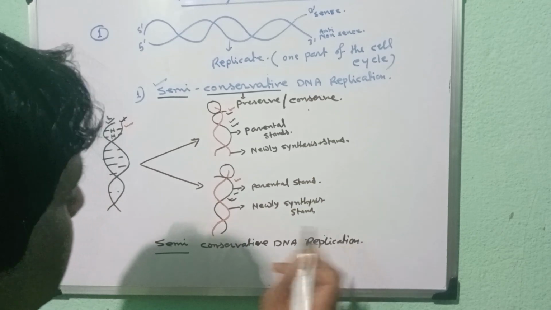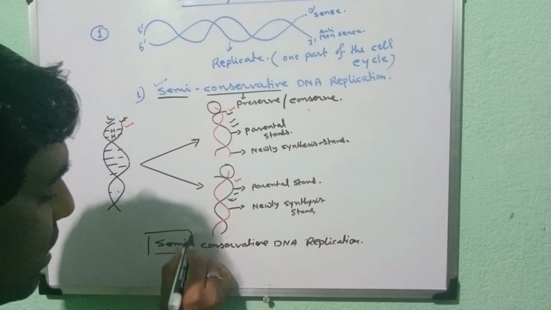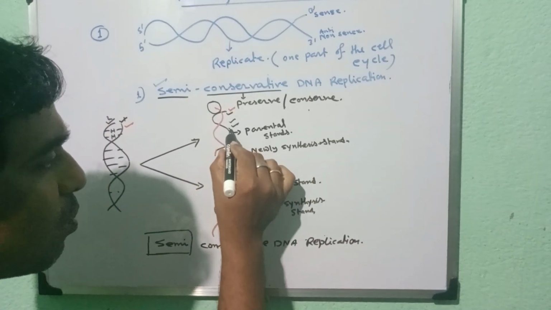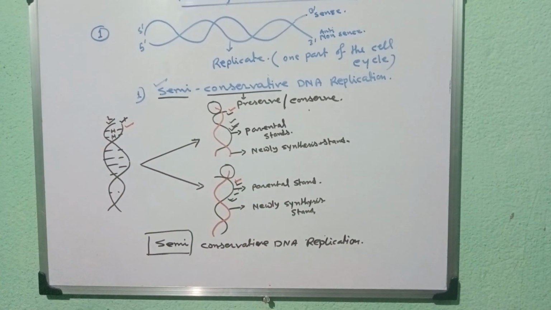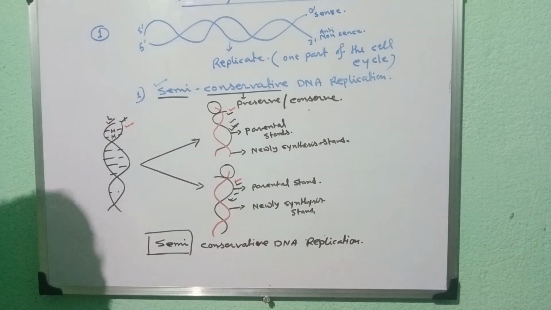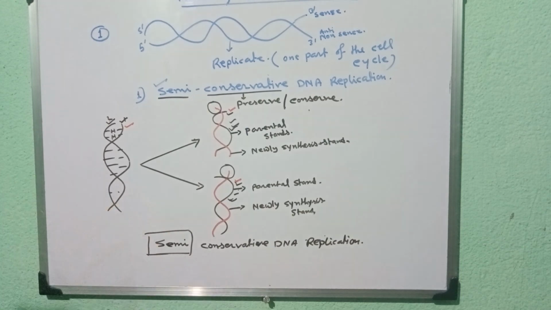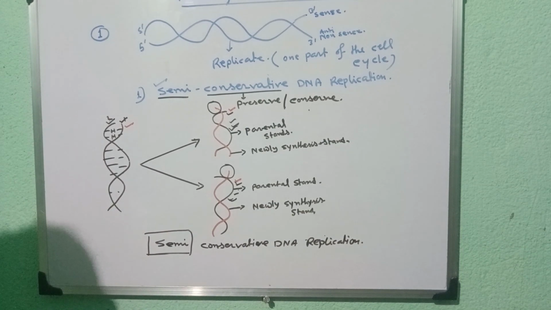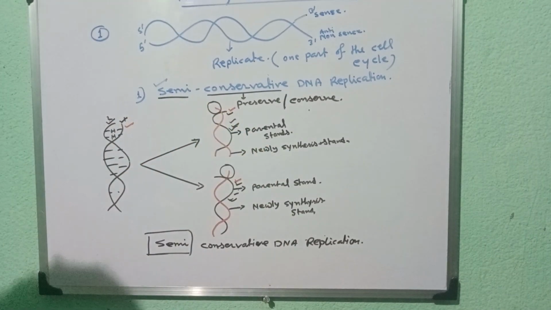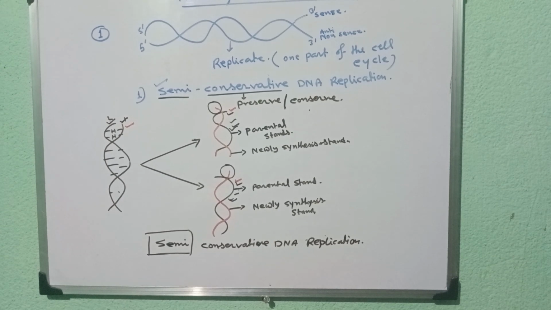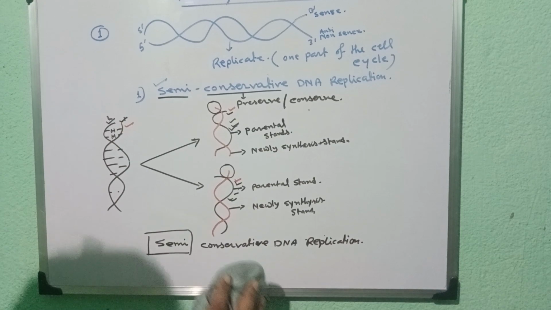Semi-conservative DNA replication. Why is it called semi? Because one parental strand is here and one is here, and a new strand is already formed. This is the semi-conservative replication, proposed by Watson and Crick. This is the first mode of DNA replication.